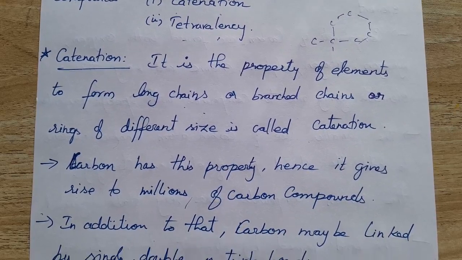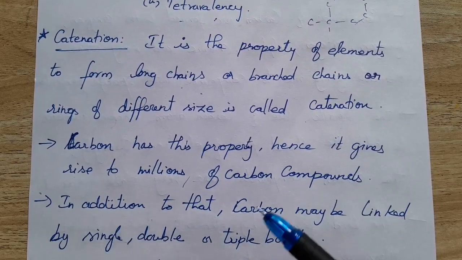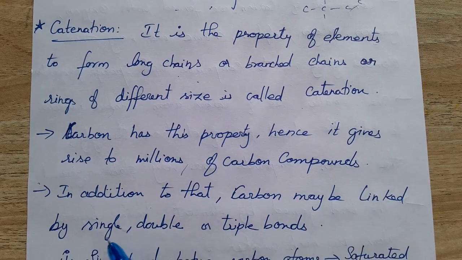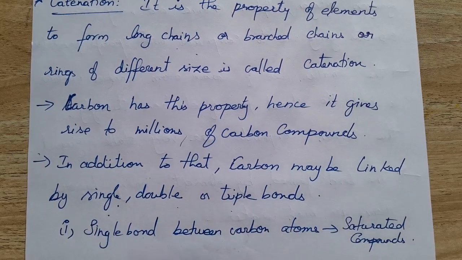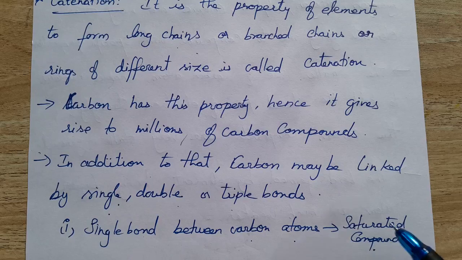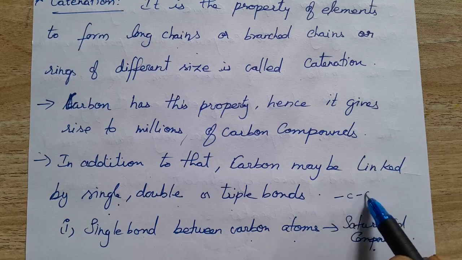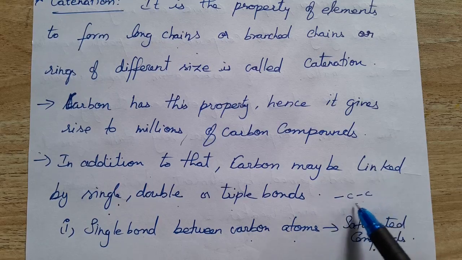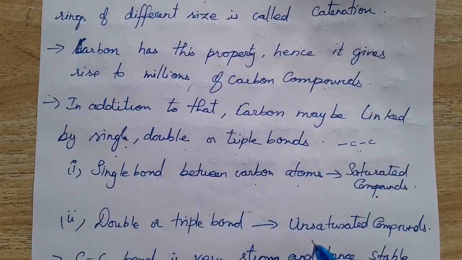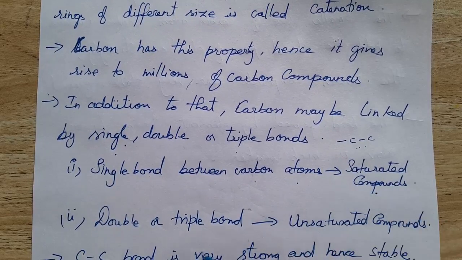In addition to that, carbon may be linked to other carbon atoms or other elements by a single covalent bond, or a double or triple bond. When it forms a single bond between the carbon atoms, we call it a saturated compound. If a double or triple bond is present, then we call it an unsaturated compound.